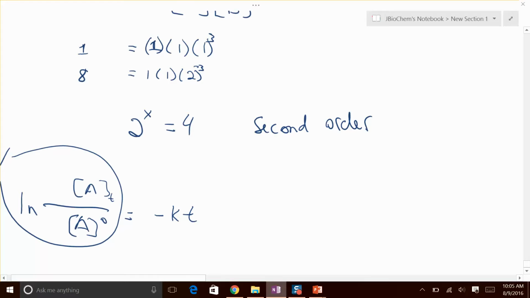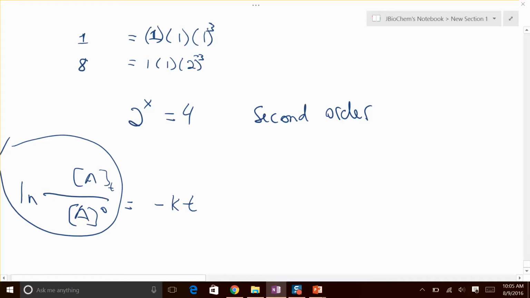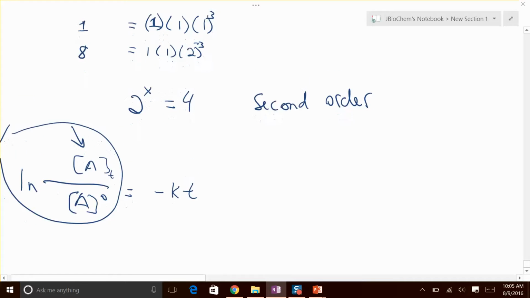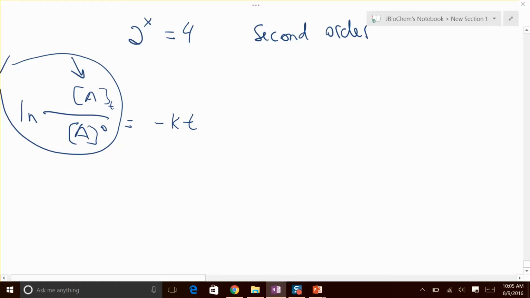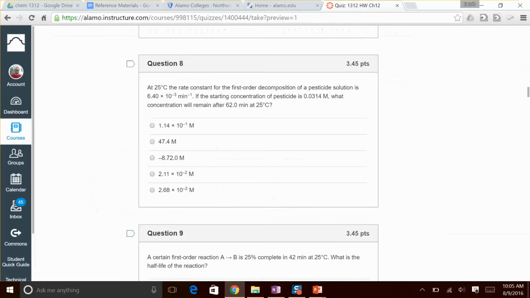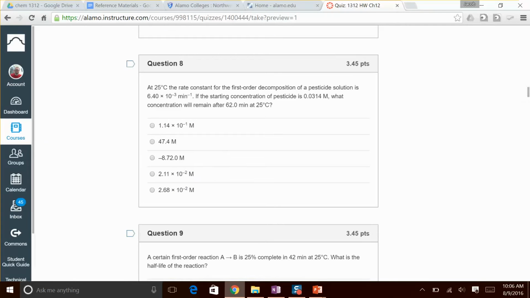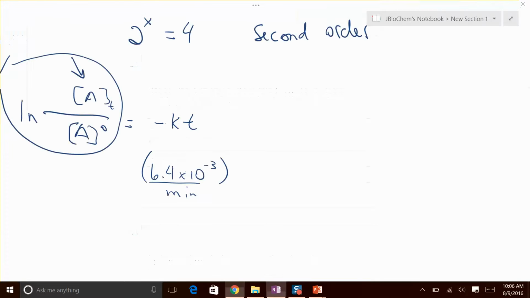So we want to use this. We want to solve for A at time t. We have our k, which is 6.4 times 10 to the negative 3 per minute. And the time that we're using is also in minutes, right? 62 minutes.